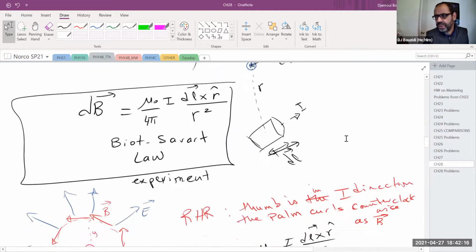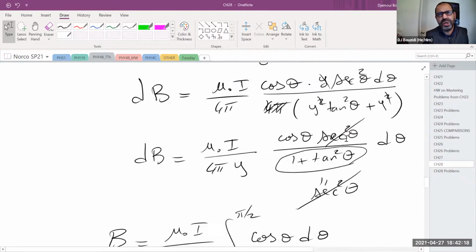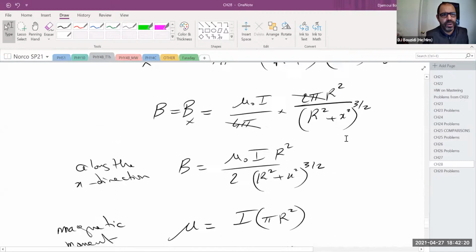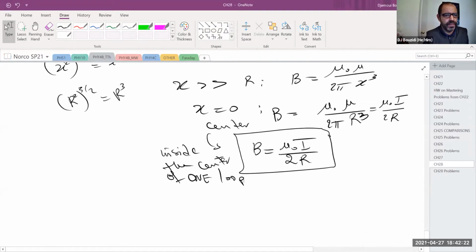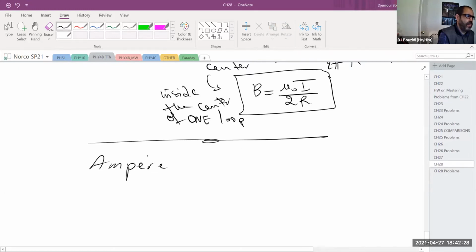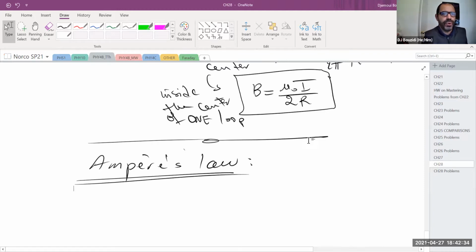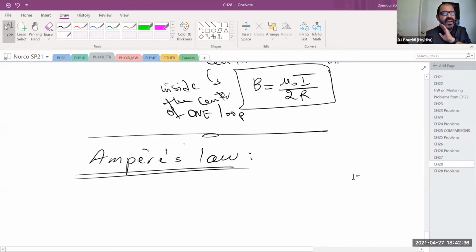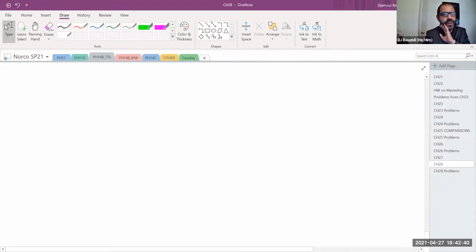There is a very, very important result that we need to cover. Extremely important. Let me tell you what that is. It's Ampere's law. Let me go through Ampere's law, and if you remember the exam, Gauss's law, this is similar to it.